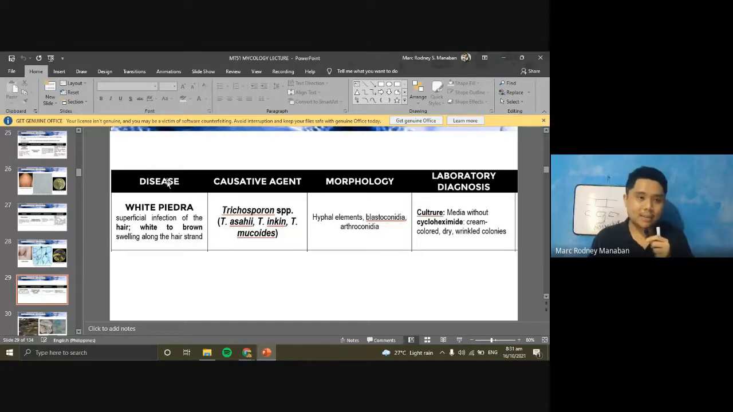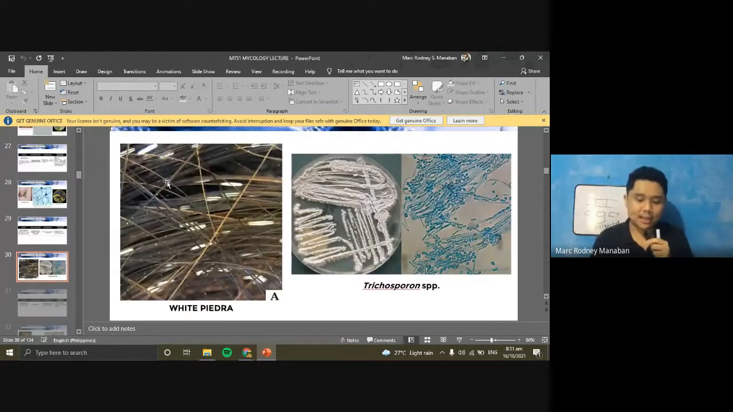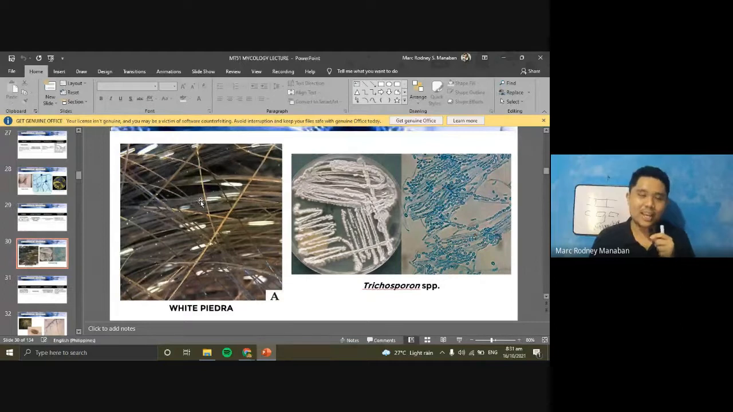Now, your white piedra. Here's an example, these ones. So these are like dandruff, okay? It's much bigger, and it's also soft. And if you crush it or examine it, you will see arthroconidia, hyphae, which is characteristic of Trichosporon species. Okay? So again, white piedra is on the outer layer of the hair. Okay? On the hair. All right. And it's colored white.